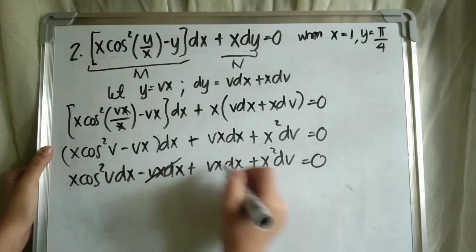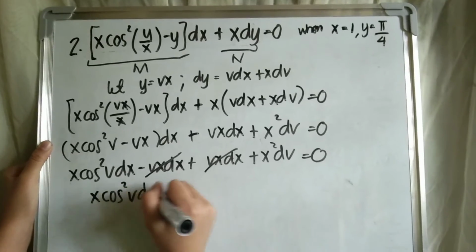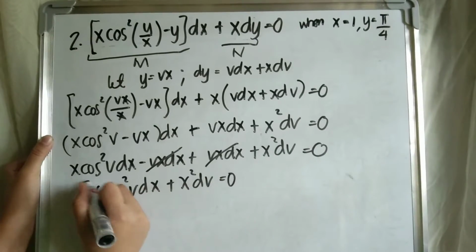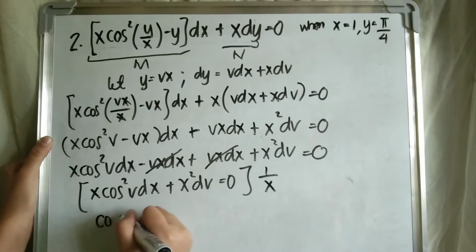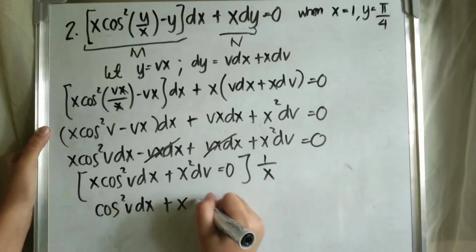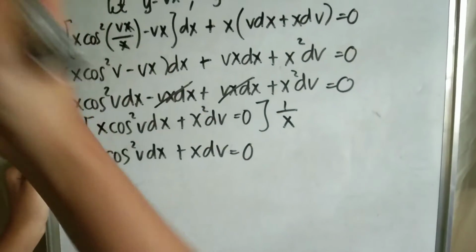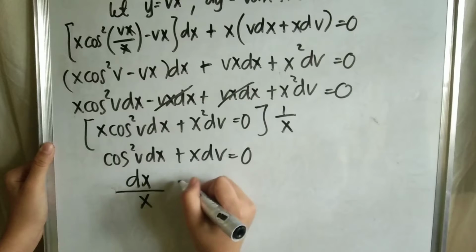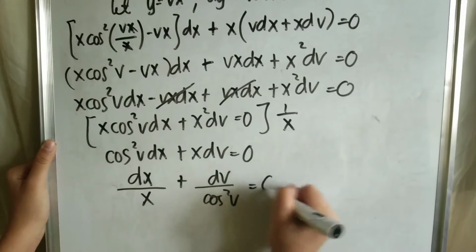Combine like terms, so this will be cancelled, and the remaining terms are x cos squared v dx plus x squared dv equals 0. Simplify by dividing both sides by x. So x cos squared v dx plus x dv equals 0. And proceed to variable separable. This will become dx over x plus dv over cos squared v equals 0.